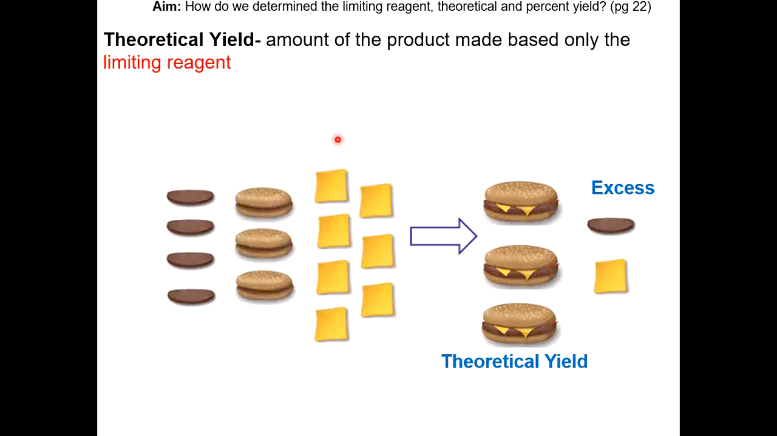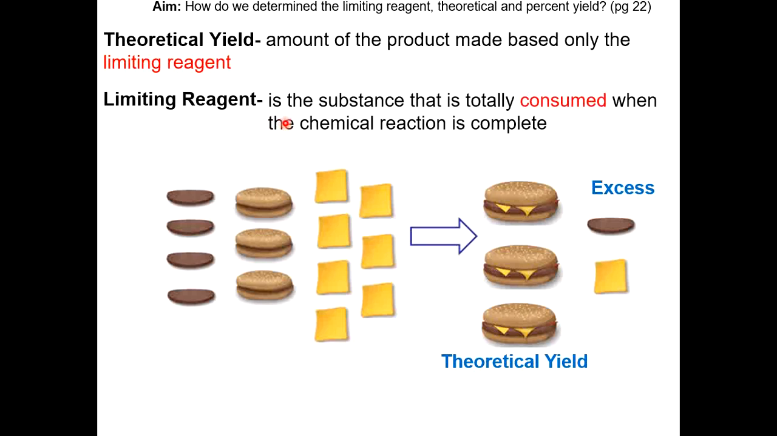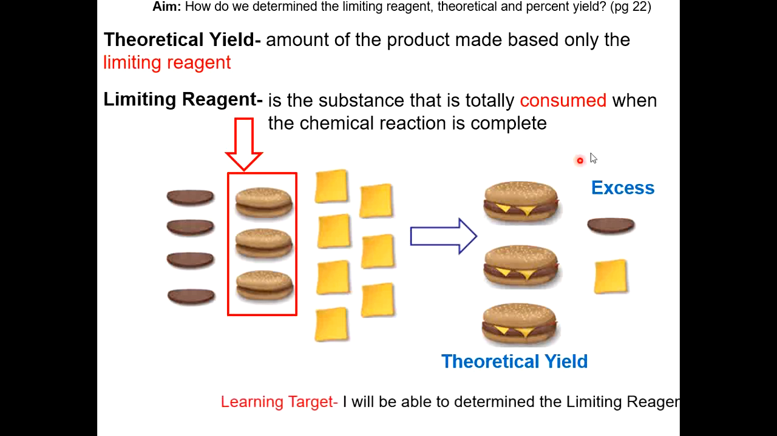In every recipe, the amount you can make is limited by the least amount in your recipe. This is known as limiting reagent. Limiting reagent is the substance that is totally consumed when the chemical reaction is complete. So in the case of the motivation, that would be the bun. The theoretical yield is only based off the limiting reagent because that's the ingredient that is used up in every chemical reaction. The ones that are not used up are called excess.